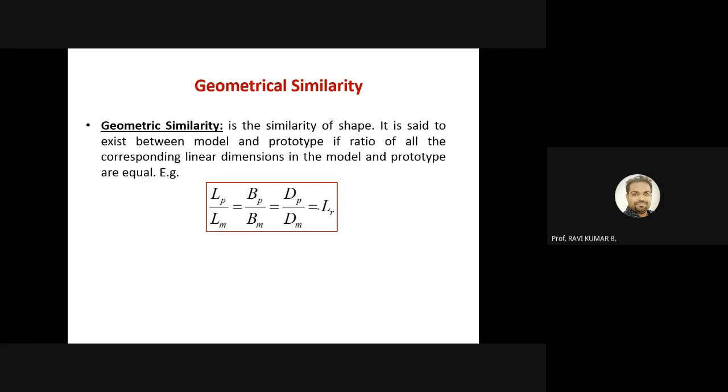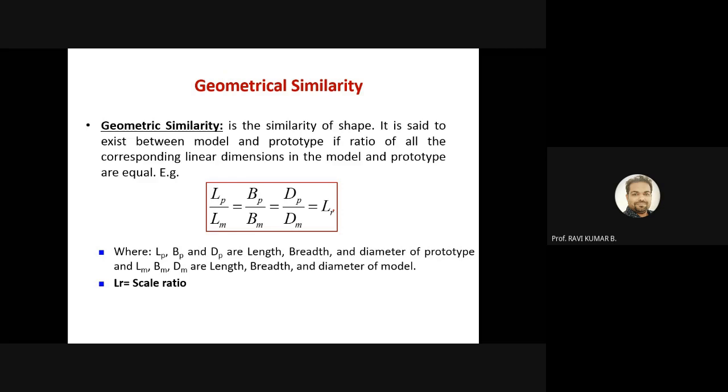So when we are talking, this LR is nothing but scale ratio. Here all these are length, width, and diameter. Especially diameter we are talking about, this is not depth, this is diameter of prototype. And similarly for model, if this ratio is exactly equal, we get a relationship which is known as scale ratio, right? LR is called scale ratio, geometrical scale ratio. We have defined one parameter over here.